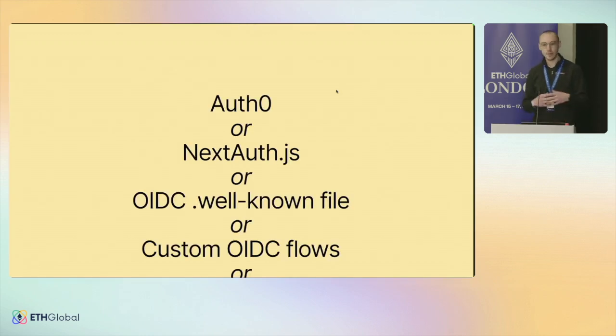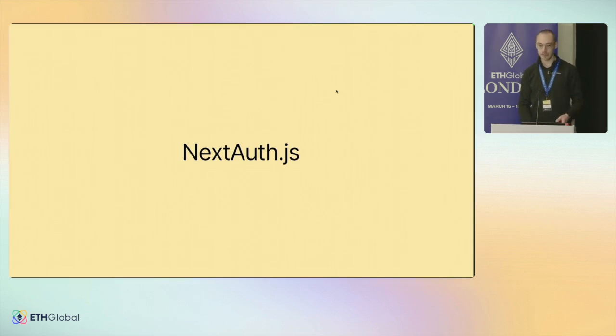And there's lots of different ways you can integrate sign-in with World ID. You can use our Auth0 integration if you already have other sign-in methods with that provider. You can use Next.js. You can directly use some other OIDC library and use our OIDC well-known file to configure that easily. You can custom implement the OIDC flows. But I'll walk through how you can do it with Next.js, which is what our sign-in template repository uses.